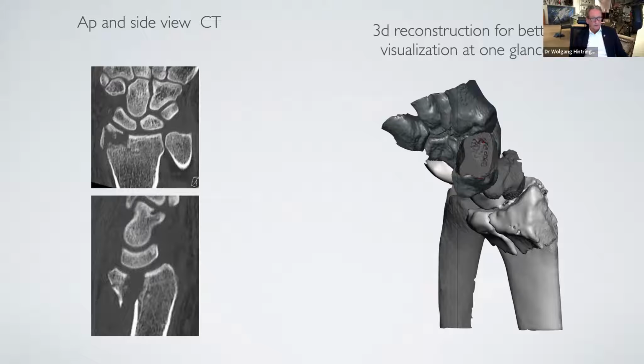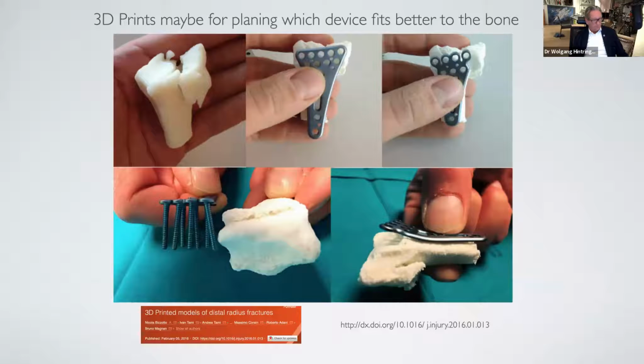I don't like 3D reconstruction, but sometimes it's not so bad for better visualization at one glance and to show it to your patient. But you should do your 3D image in your brain with the normal slices. Today we have even 3D prints, maybe for planning, which fit better to the bone. It's a helpful thing, and yes, it will maybe also be important for the future.